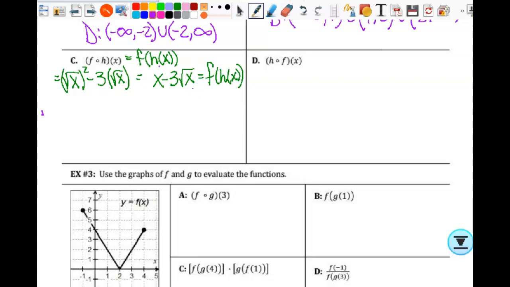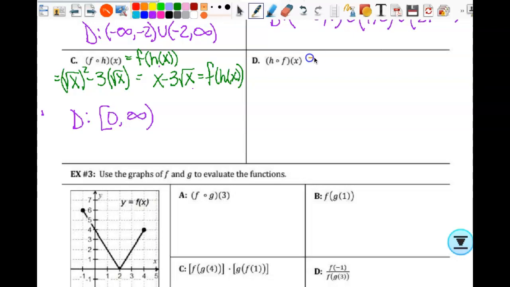This is still, because of that square root, it's still the same, right? And then there's no extra restrictions. So my domain just is the same as that, which is 0 to infinity. Okay. Everybody okay with that?